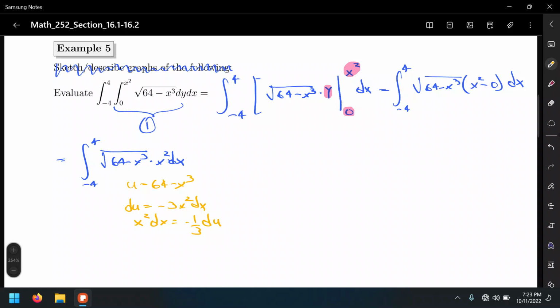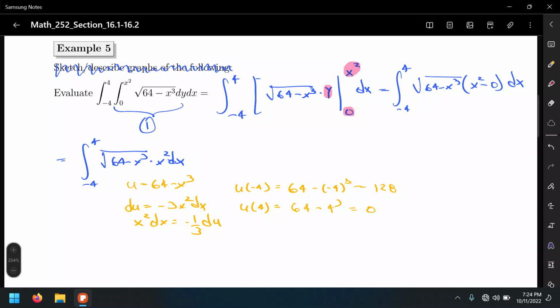All right, so let's see. u of -4 equals 64 minus -4 quantity cubed. Well, -4 cubed is negative 64, times the negative outside is positive 64. So 64 plus 64 is 128. And u of 4, that's 64 minus 4 cubed, which in this case is going to be 0.